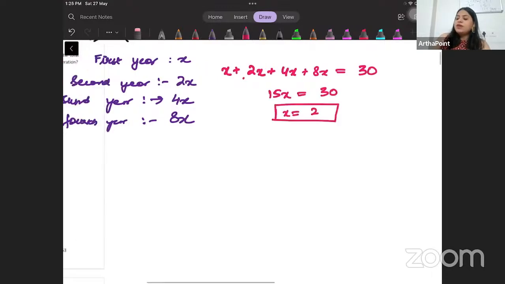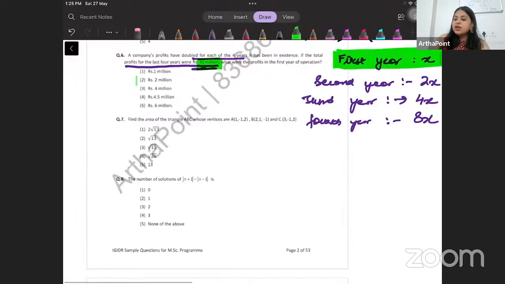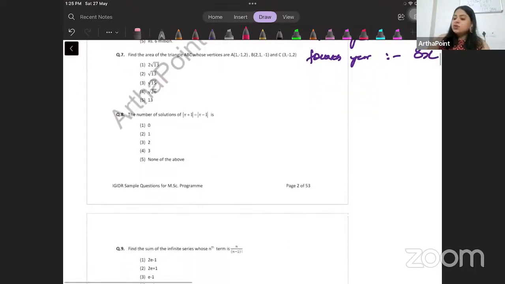X is your profit in the first year, beta. So the profit that you will see in the first year will be 2 million. So that's the answer to your question. Simple. Okay, now come to the next question.